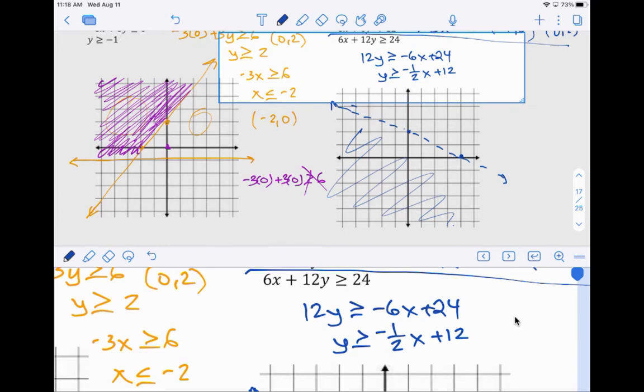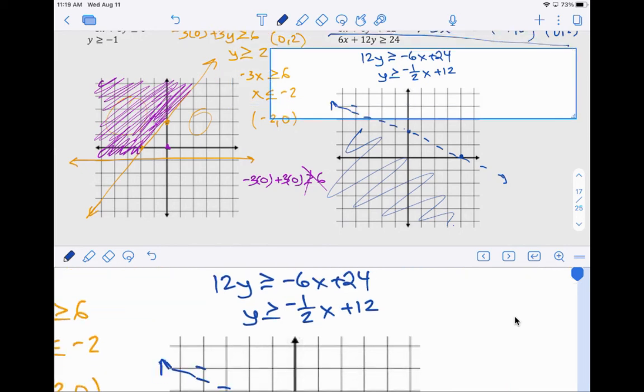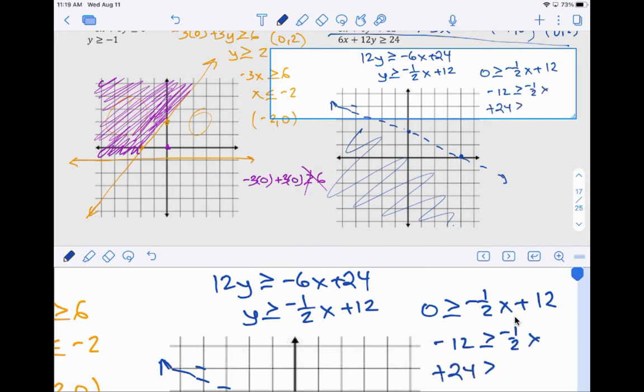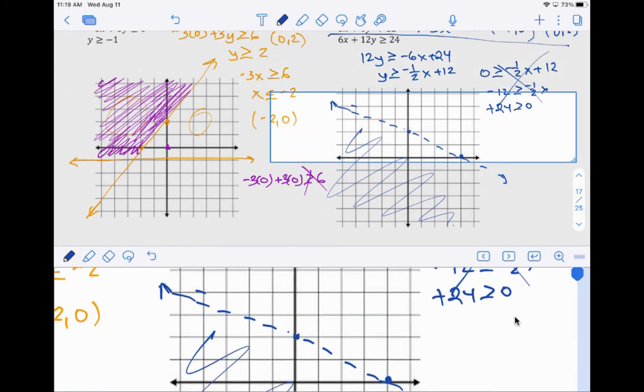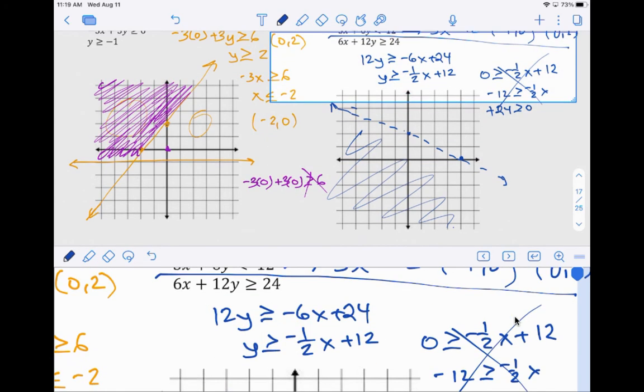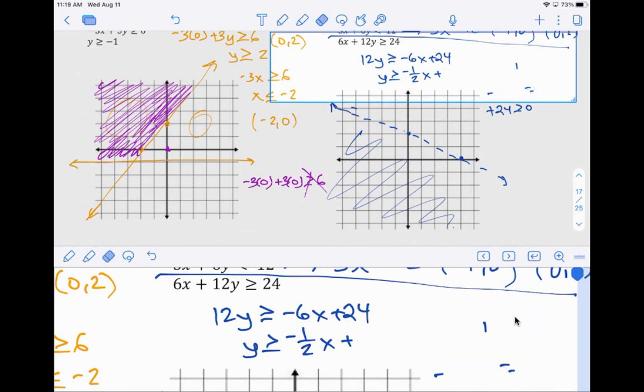If I plug in 6, no, that's not going to get me. Let's see. 6 divided by 2 is 3. Maybe if I plug in, what would give me 0? I don't know. Maybe plug in y equals 0. Let's do that. 0 greater than or equal to negative 12 times 24. That's not going to help me either. How about plug in? Oh, because that's a 2. Duh, I was like, why is this being so complicated?